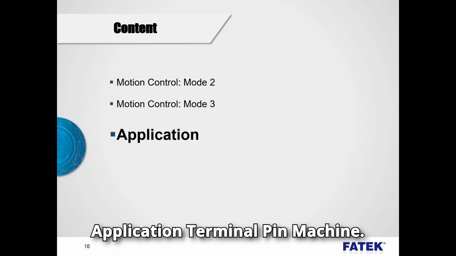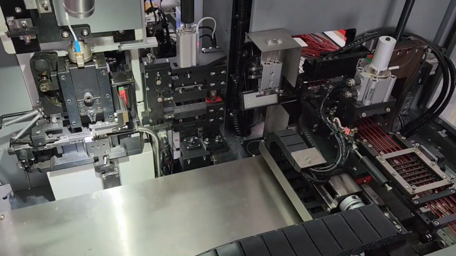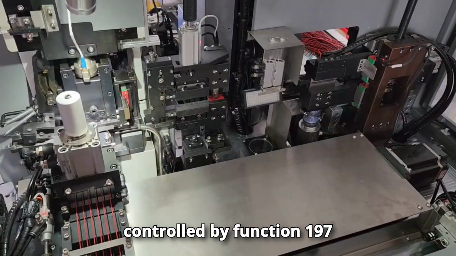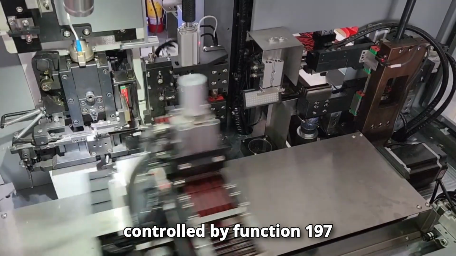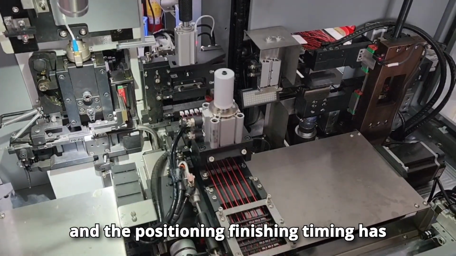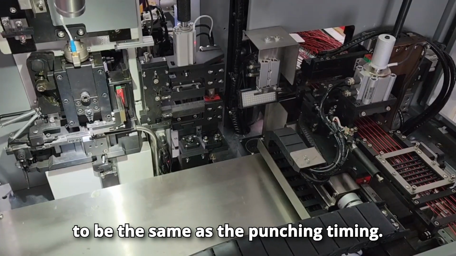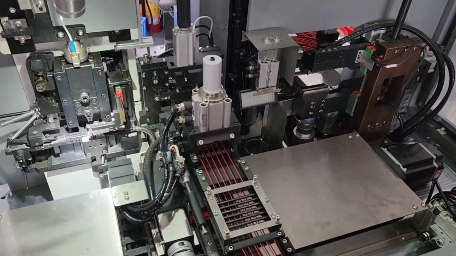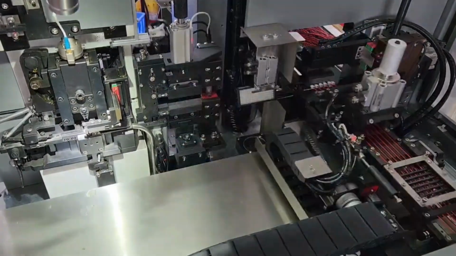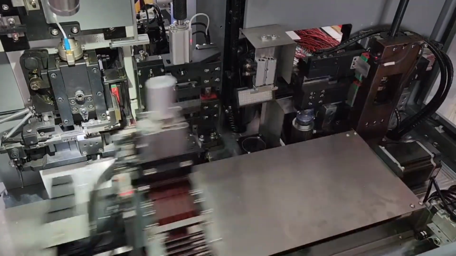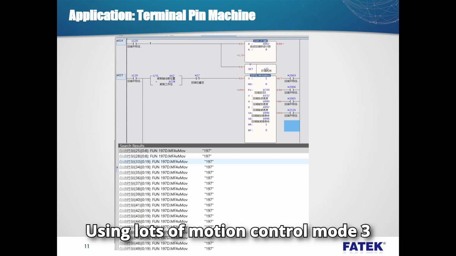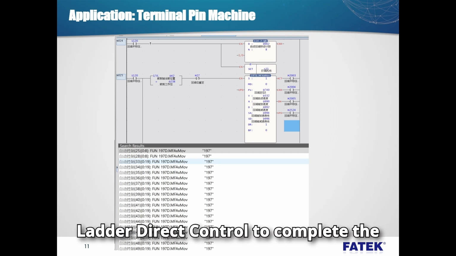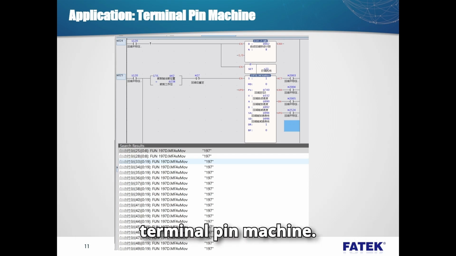Application: Terminal pin machine. Each short distance movement is controlled by function 197, and the positioning finishing timing has to be the same as the punching timing. Using lots of motion control Mode 3 ladder direct control to complete the terminal pin machine.